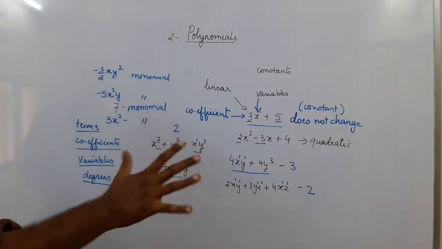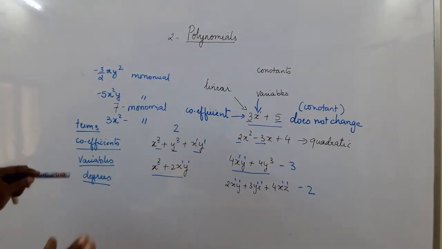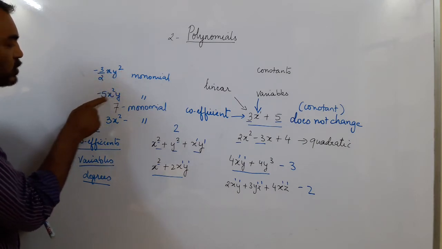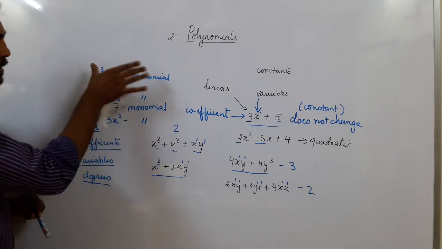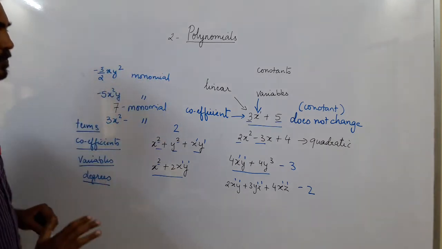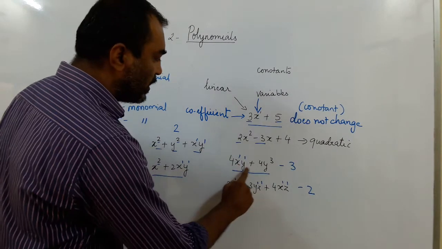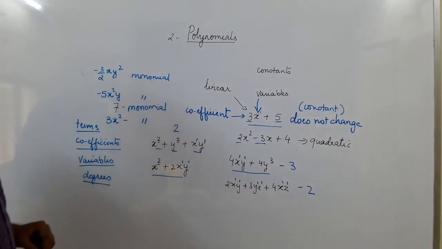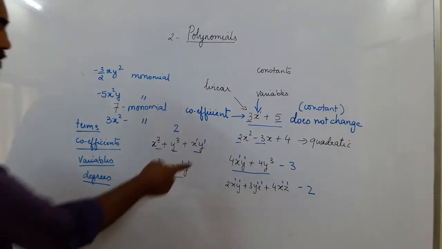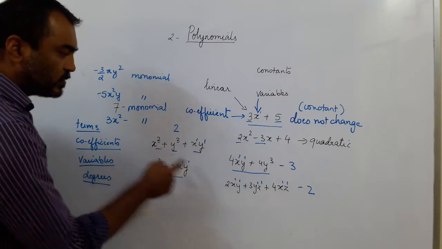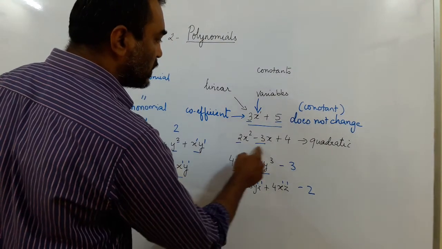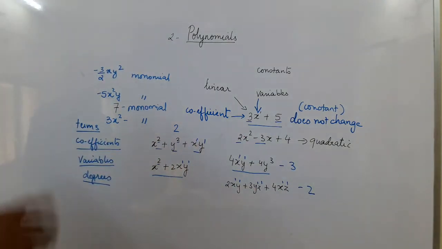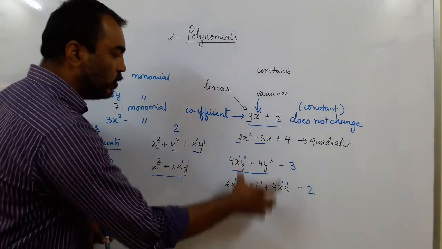Okay, the board is filled up, I know. Try to follow, take it easy. Let us go one by one. Minus 3 by 2 xy square or minus 5x square y or 7 and 3x square. Only one term, monomial. 3x plus 5, 4xy plus 4y cube, x square plus 2xy, 2 terms. We'll call this binomial. Plus plus plus, 3 terms, plus plus plus, 3 terms, plus minus plus, 3 terms. These are called trinomials, or generally we call them polynomials. But these are trinomials. Okay?